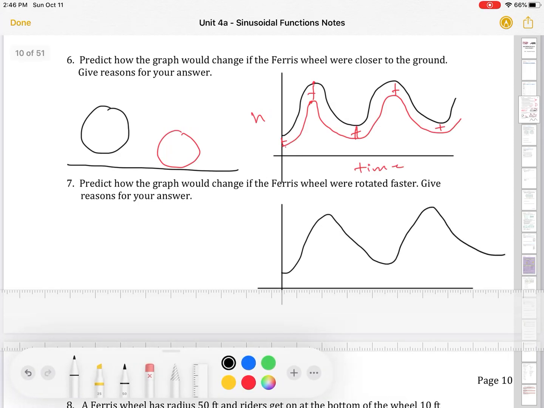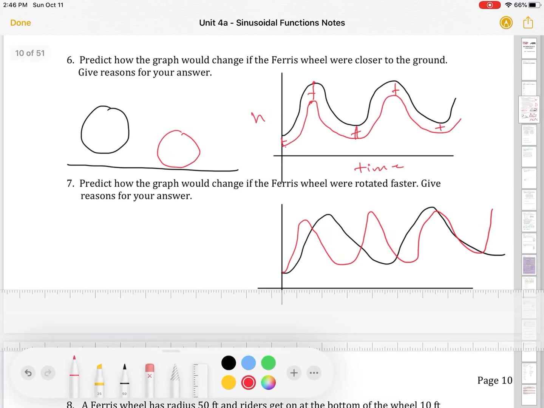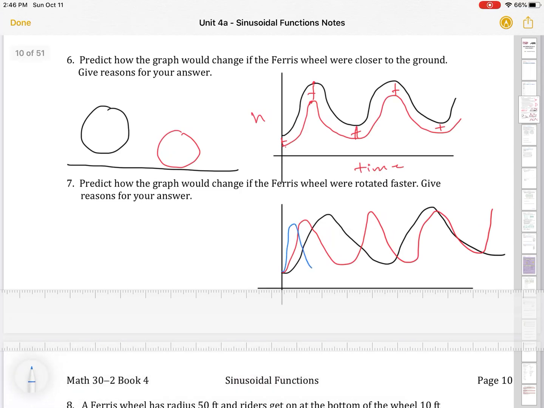Oh, isn't that beautiful? If we're rotating faster, we're going to hit that height and the bottom faster, right? So basically the curve would be more condensed. And the faster we go, we're still going to hit the same heights. We're just going to have more rotations.